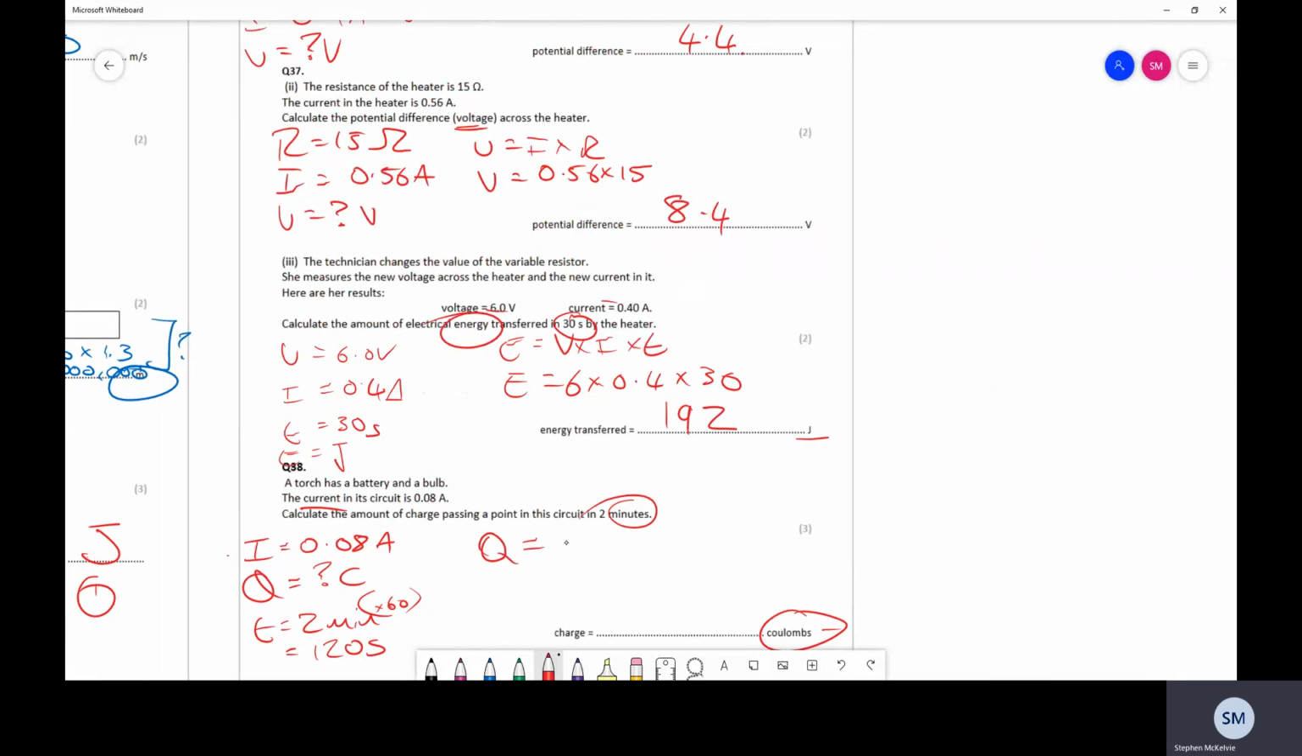Q is equal to I times T. That is not a multiply sign. Okay, that now is. Q is equal to 0.08 times 120. 0.08 times 120.